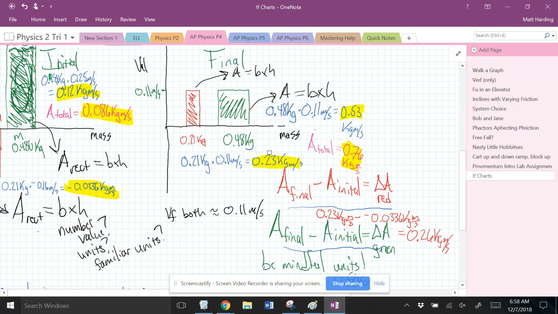Need to change these quick. That's not 0.23, that's 0.023 kilogram meters per second. This is 0.053 kilogram meters per second. So we're going to change this to be 0.023 kilogram meters per second. That's going to change this. Total shouldn't have been 0.76, should have been 0.076 kilogram meters per second. Still not the same thing as this, but a little more reasonable.